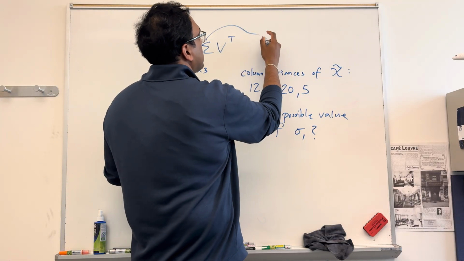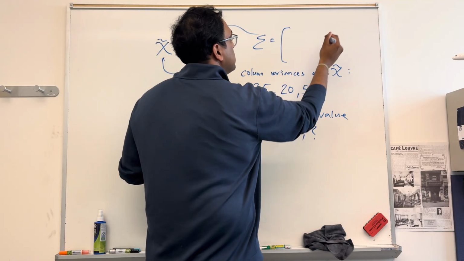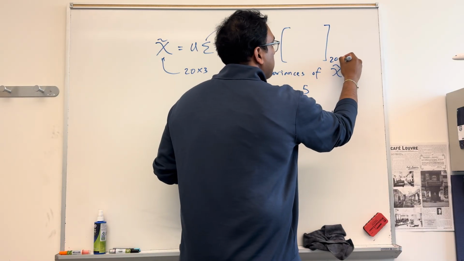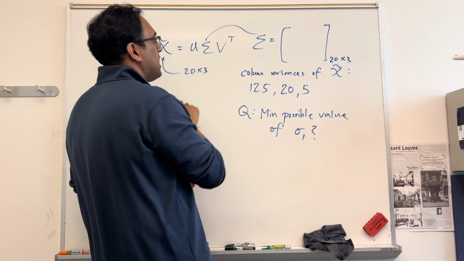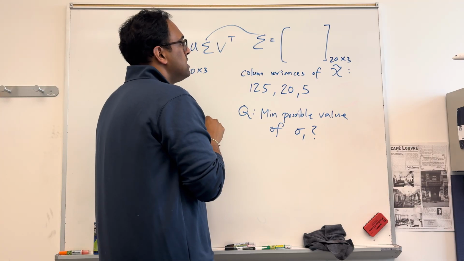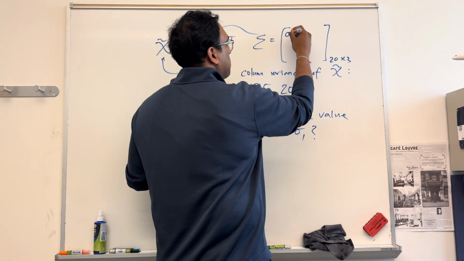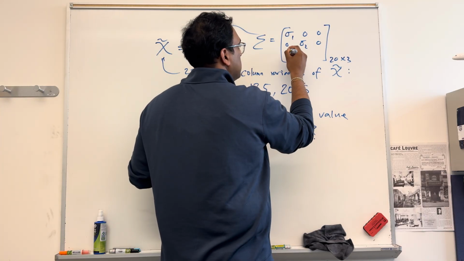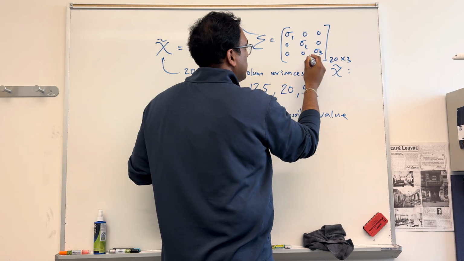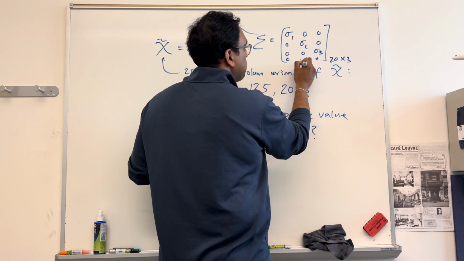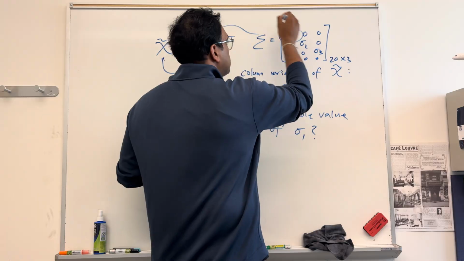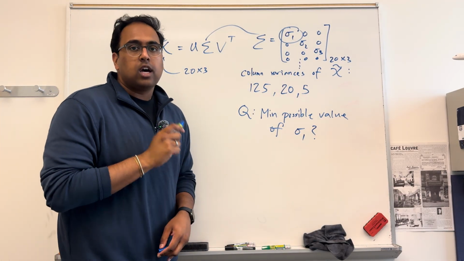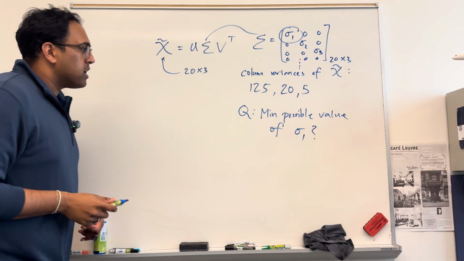Remember, since X here has 3 columns, the sigma matrix in the singular value decomposition is going to be 20 by 3 as well. Sigma and X have the same shape in the singular value decomposition. The way that this is going to look is that we're going to have sigma 1, 0, 0, 0, sigma 2, 0, 0, 0, sigma 3, and then just 17 rows of all zeros. That's what sigma is going to look like. And we're asked to find the minimum possible value that could appear in the top left entry of the sigma matrix.